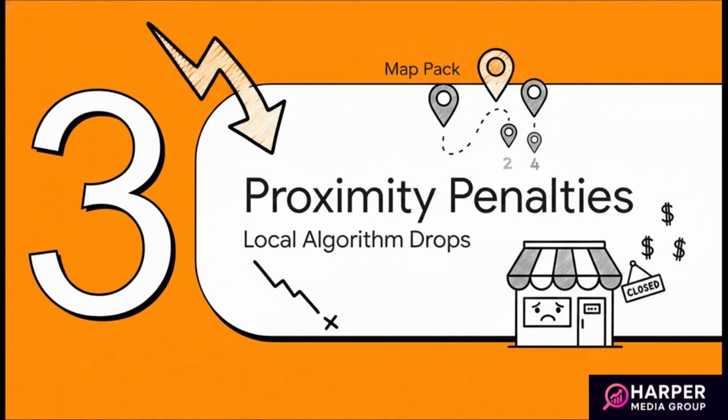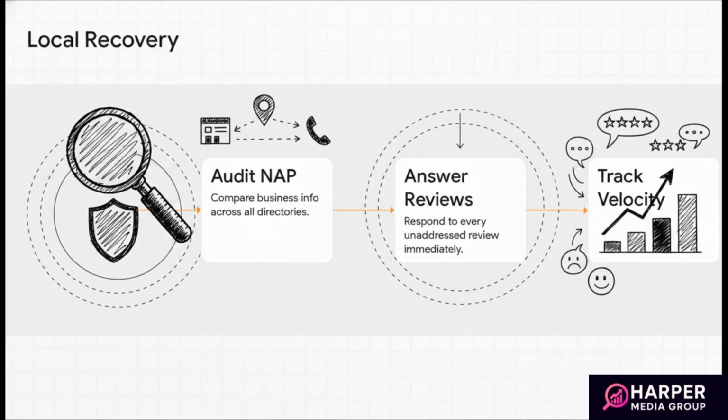Moving into Ward 3. Proximity penalties: navigating local algorithm drops. For local small business clients, dropping from position 1 down to position 4 in the map pack means they can lose 70% of their local lead volume literally overnight. Diagnosing these local drops requires a really unique combination of off-site prominence signals and technical website relevance.